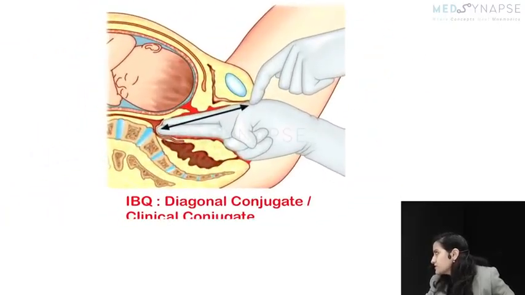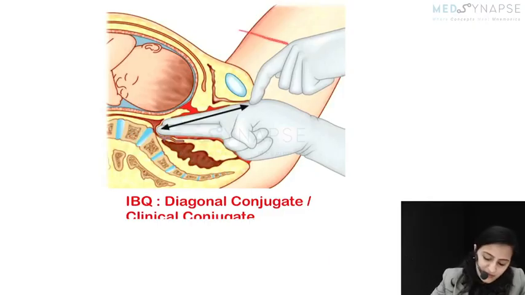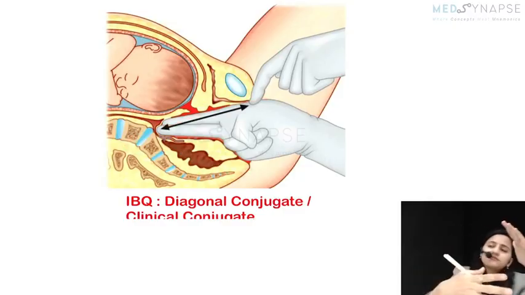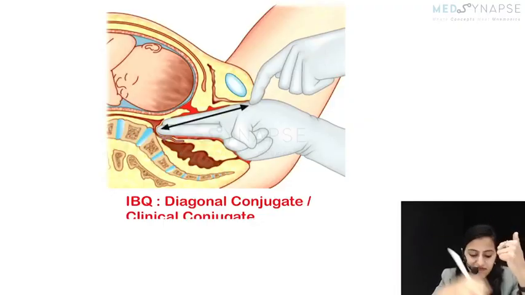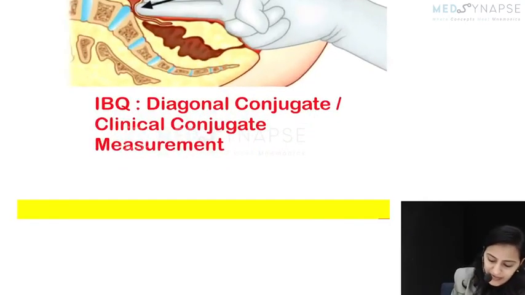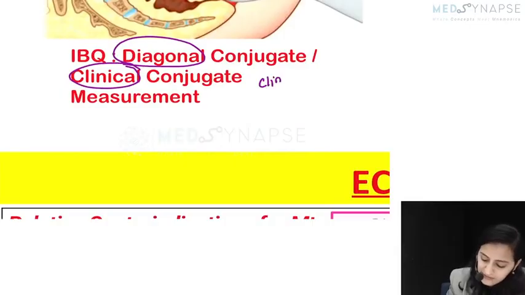What conjugate are you measuring here? Diagonal, obstetric? Diagonal. Remember that when you're given an image like this and asked what are you measuring, this is what you are measuring clinically. It helps in the clinical assessment of the pelvic size to see that there is no CPD, cephalopelvic disproportion. So remember that diagonal conjugate is the clinical conjugate. It helps in the clinical diagnosis. Clinical is diagonal.